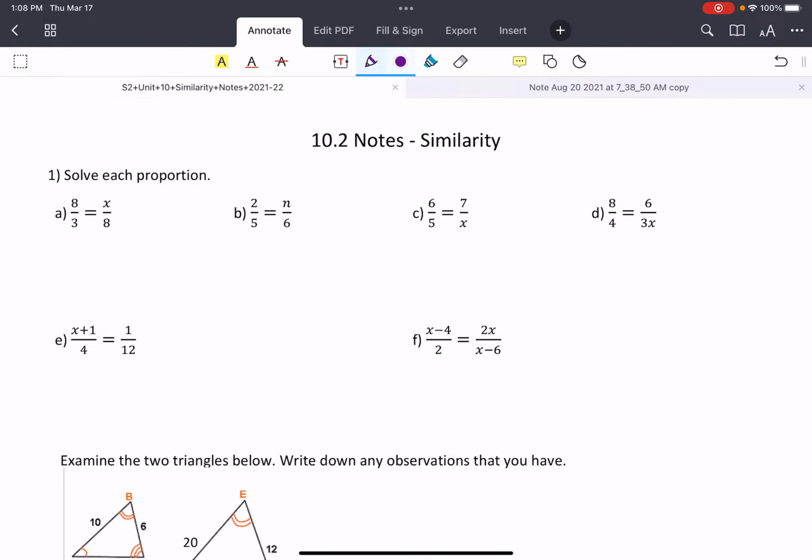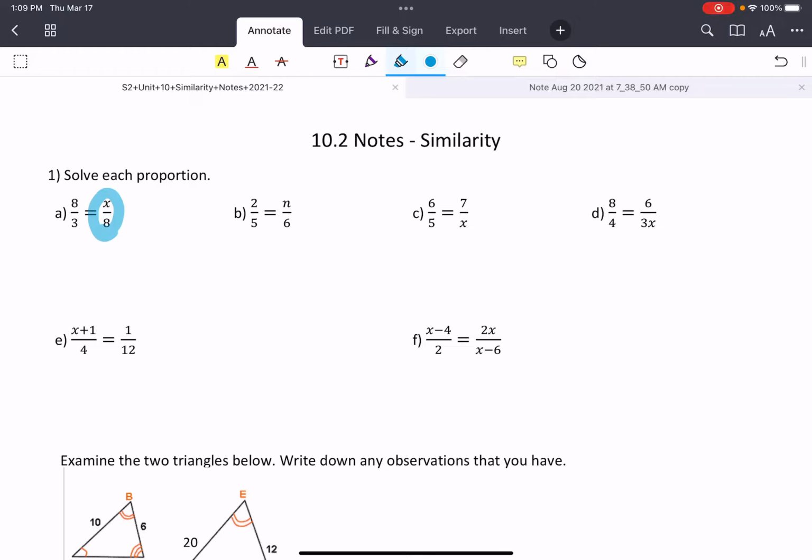Okay, guys, in today's lesson, we are going to be learning about similarity. So the first thing that we are going to talk about is how to solve each proportion. And I want you guys to remember that when there is a fraction bar, it's just another way to write divide. So right here in A, x is being divided by 8.